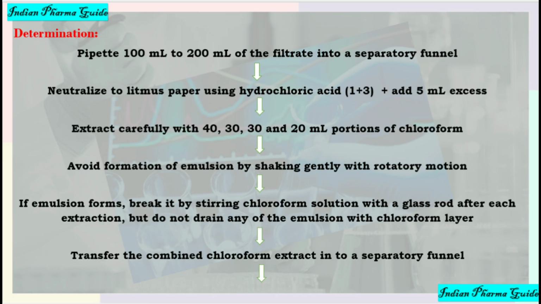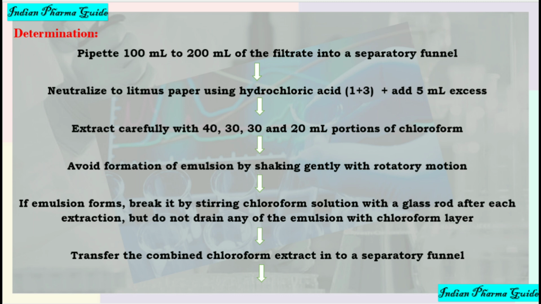Next, determination on the already prepared samples. First step, pipette out 100 to 200 ml of the filtrate into a separatory funnel, neutralize to litmus paper using HCl and add an excess of 5 ml. Next, extract carefully with 40, 30 and 20 ml portions of chloroform, and avoid the formation of emulsion by shaking gently with a rotatory motion. If an emulsion forms, break it by stirring the chloroform solution with a glass rod after each extraction, but do not drain any of the emulsion with the chloroform layer.